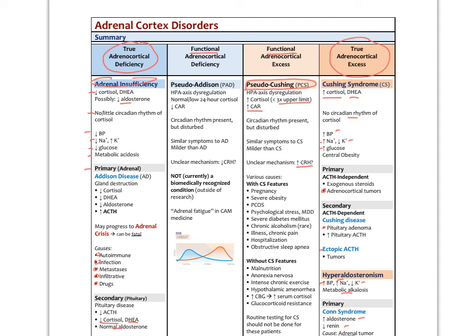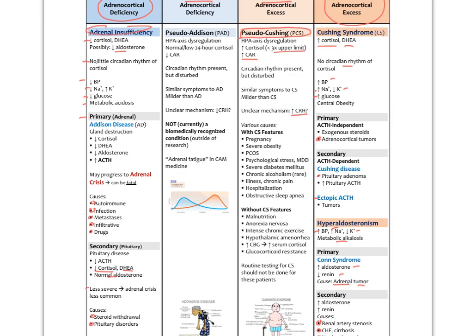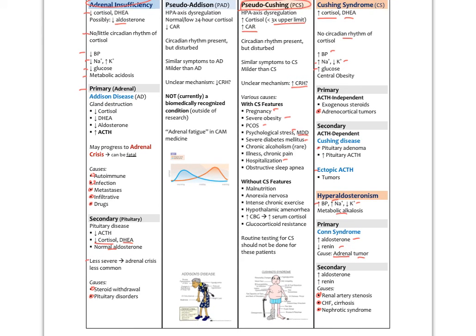And there's various causes, some with Cushing-like features, so that's pregnancy, severe obesity, PCOS, very severe psychological stress, major depressive disorder, severe diabetes mellitus, type 2 in particular, chronic alcoholism, chronic illness, chronic pain, being hospitalized, and then obstructive sleep apnea. And then others have fewer of the Cushingoid features, so malnutrition, anorexia, intense chronic exercise, hypothalamic amenorrhea, which results from overexercise with low caloric intake.